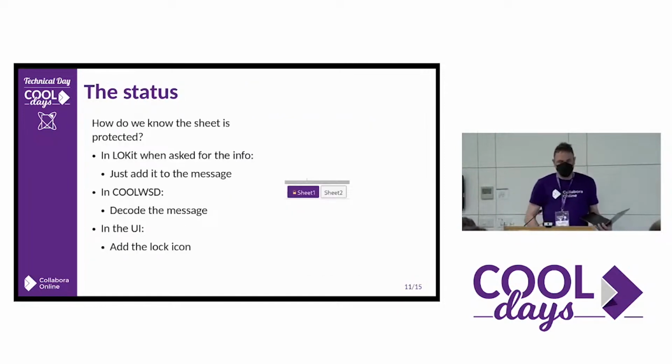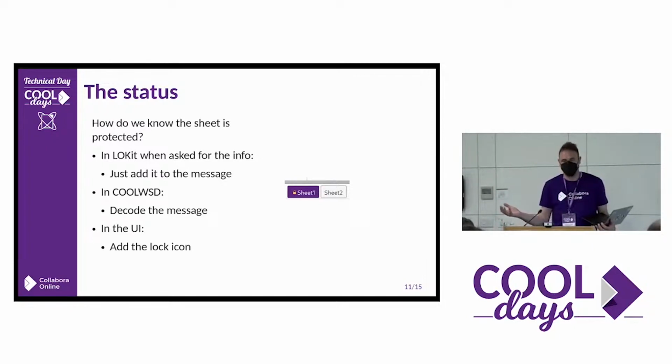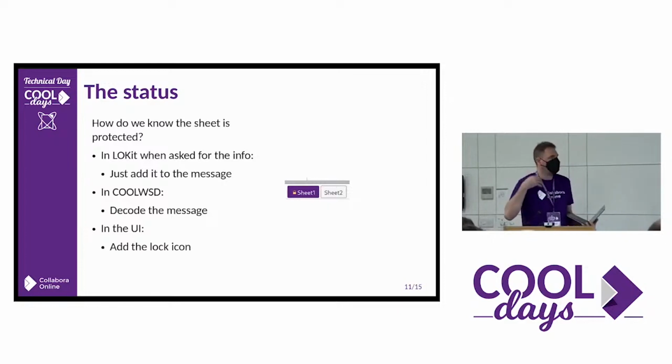A few other bits. So how do you know the sheet is protected? Well, you have that little lock. So that's a bit more complicated. We need to actually get the information when we query sheets for the UI. We get a list of sheets, but we didn't have any indication whether they are protected. So we have to add that on the Online Kit side. It gets sent to the WSD server, and in the UI we just say, so it's protected, let's add that little lock.